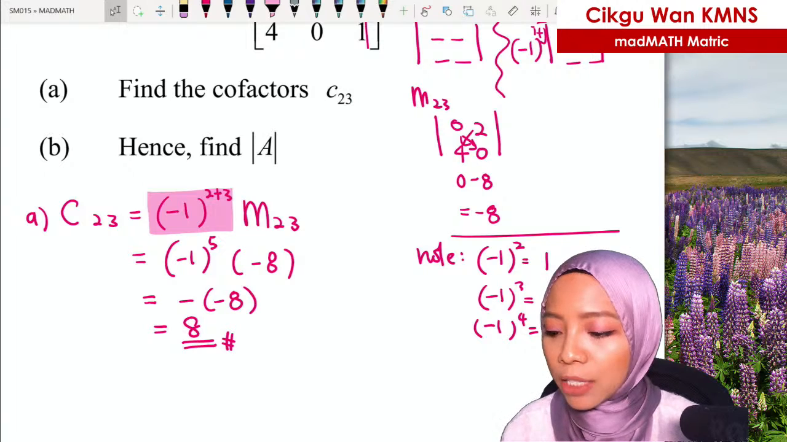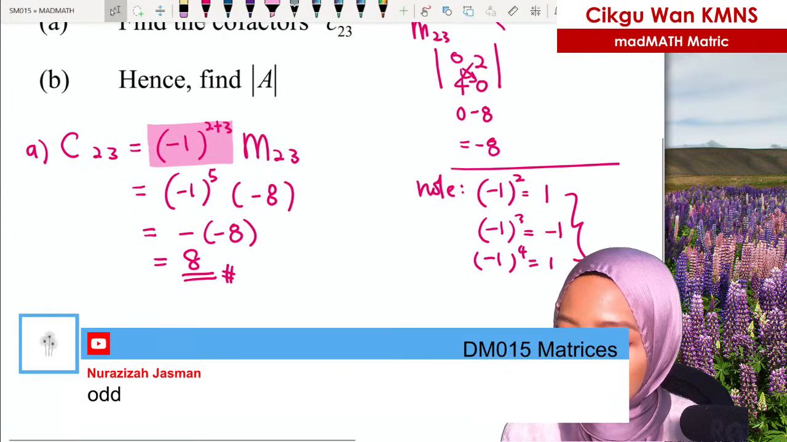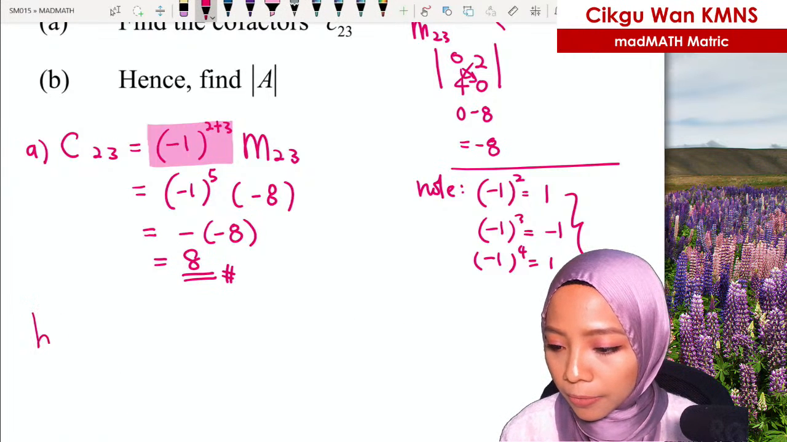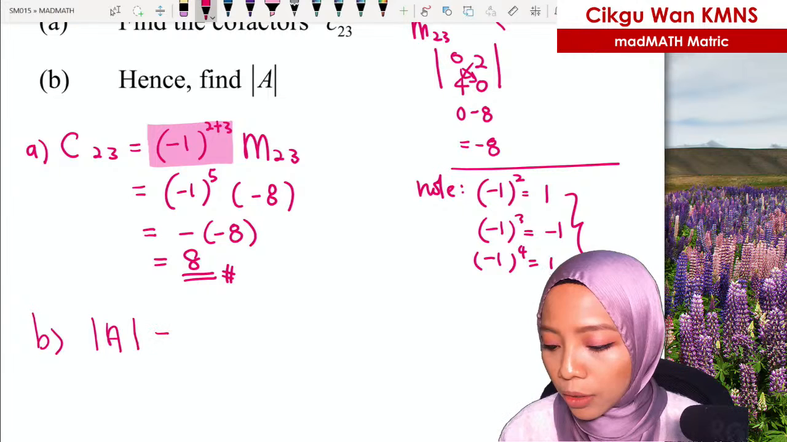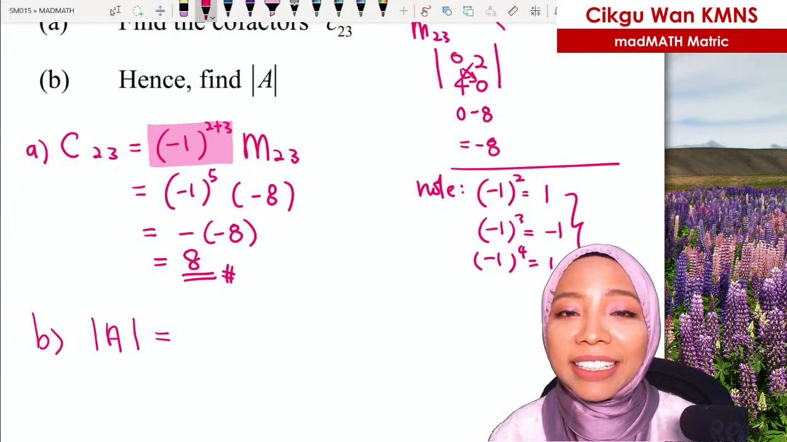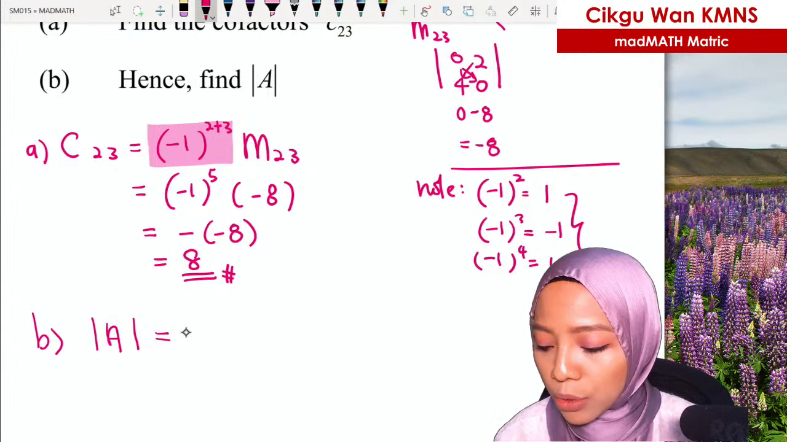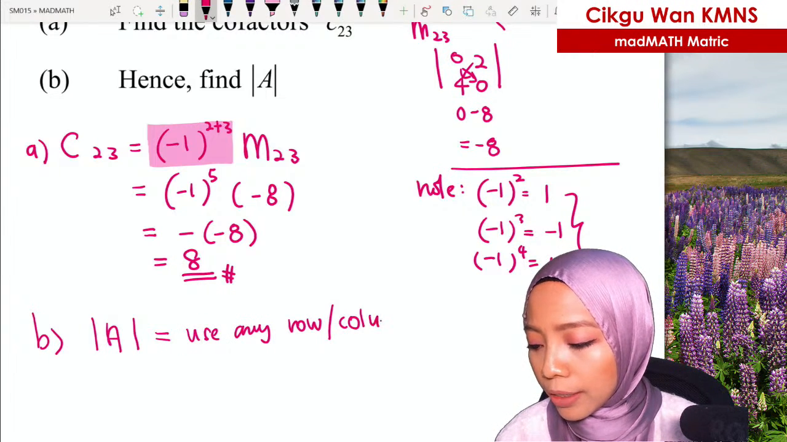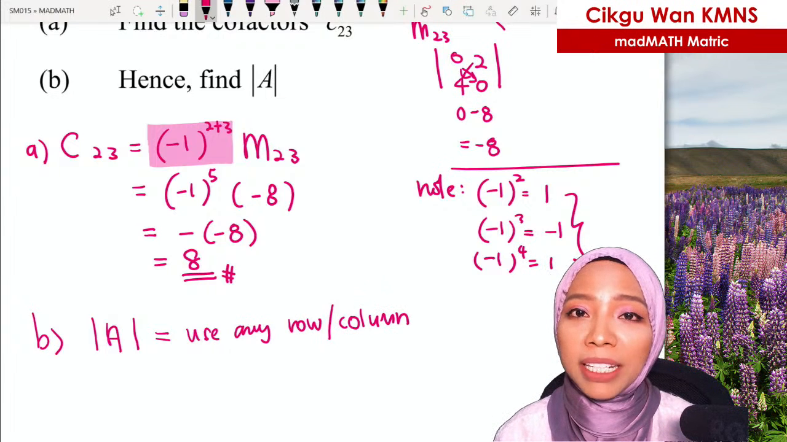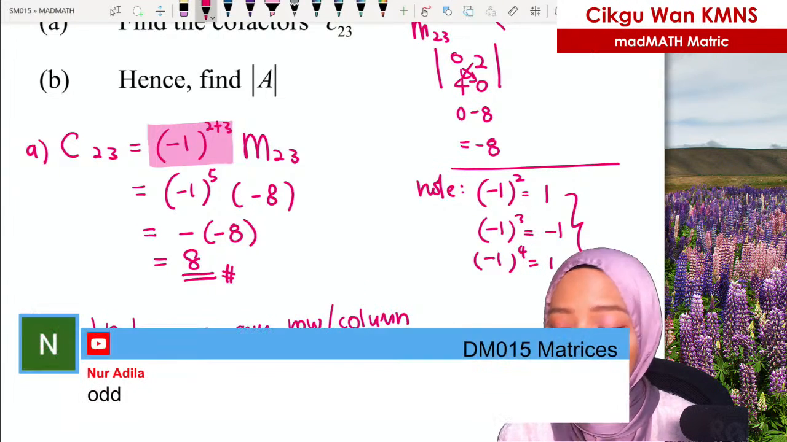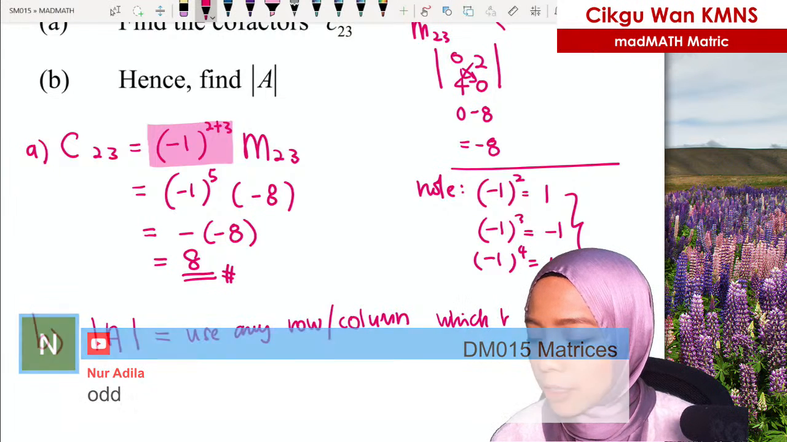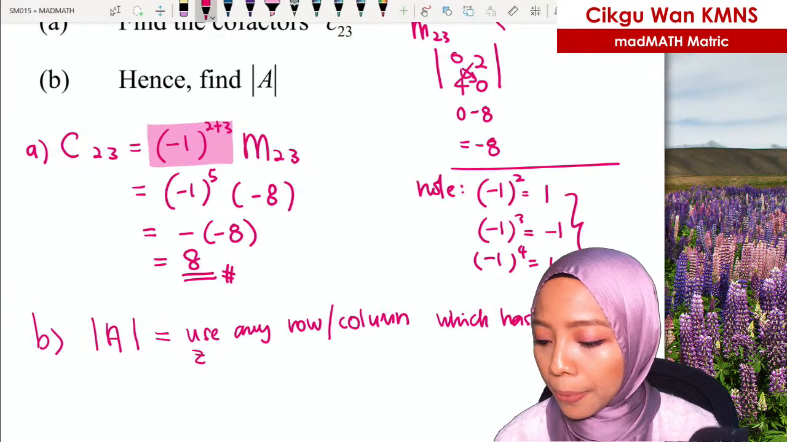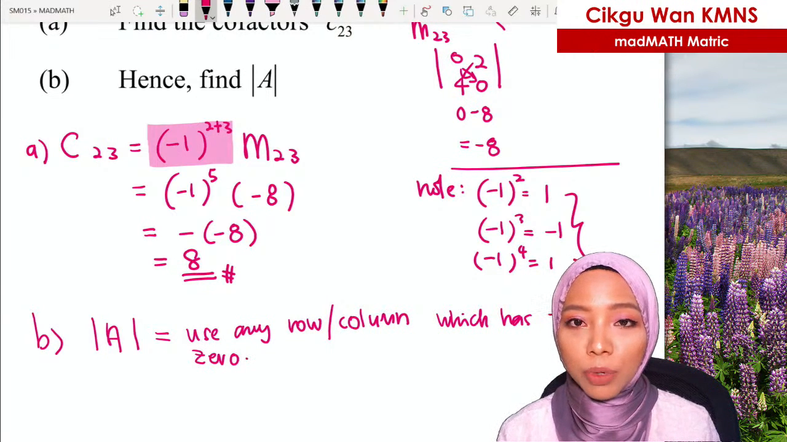Okay. Hence find determinant A. Okay. So soalan ni tanya determinant. Okay, nak cari determinant, apa formula dia? Okay. Formula for determinant, you may use any row or column. Okay. Row or column yang mana? Apa tindakan yang paling bijak? Which has the most zero.